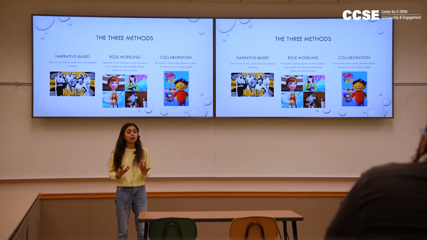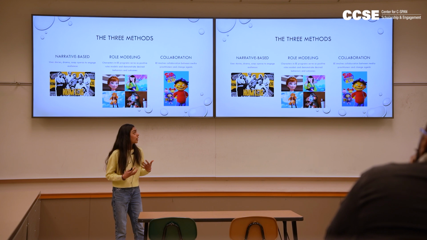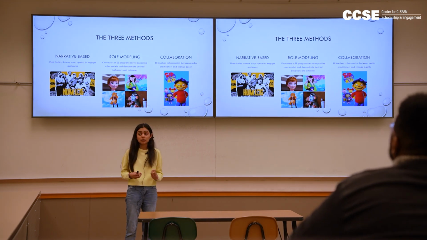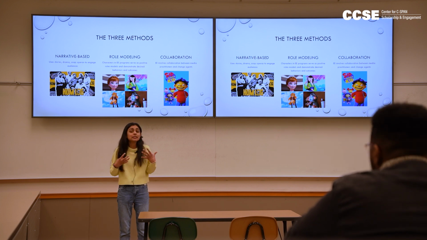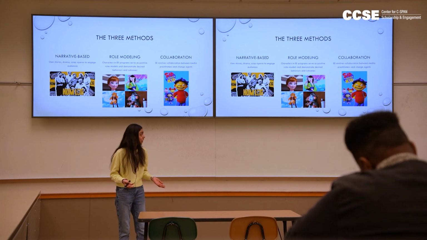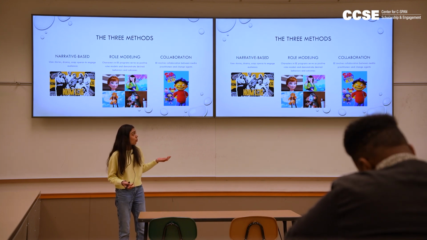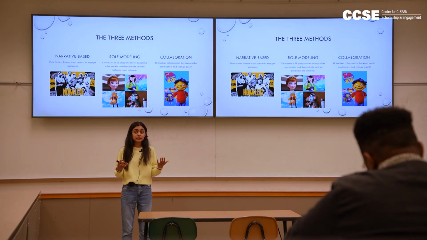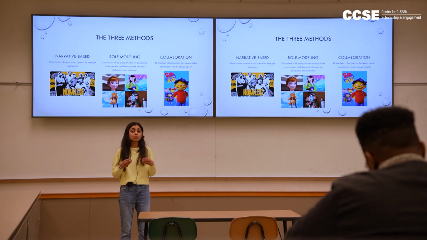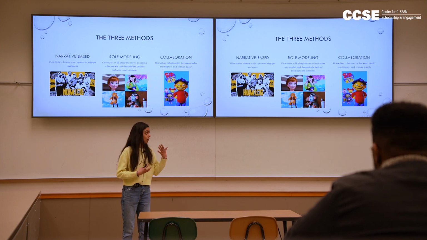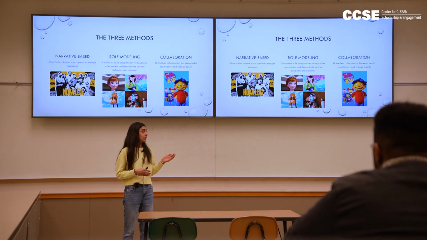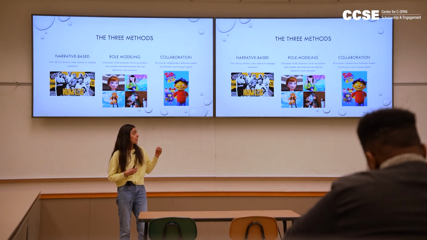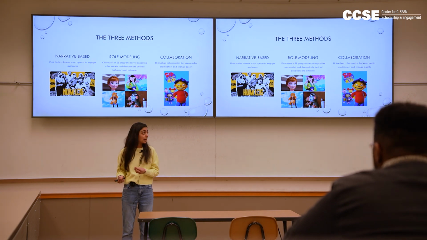Then there's the role modeling method, in which characters in the education entertainment programs serve as positive role models and demonstrate desired behaviors and outcomes. For example, Snow White or Ratatouille, when children watch these movies or shows, they're likely to implement the behaviors that they see in such actors or models. So this is like teaching children how they should act.